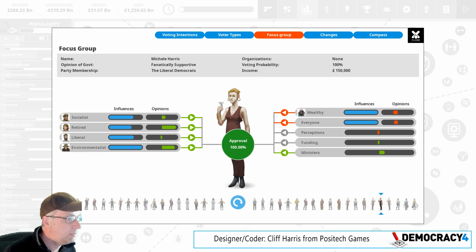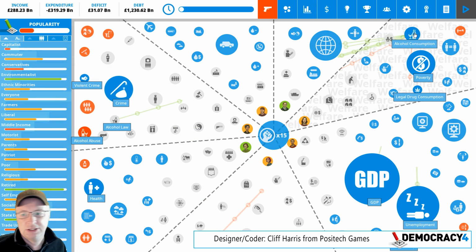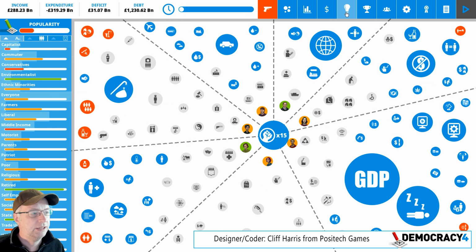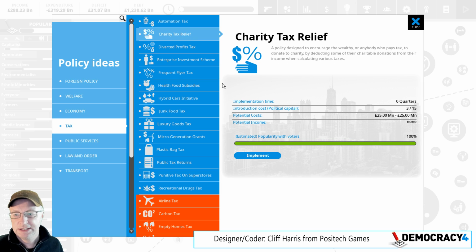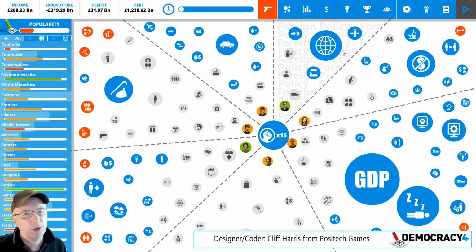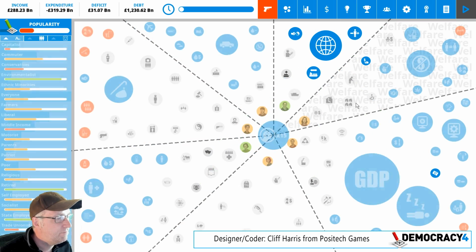Anyway, so blah blah blah, political compass, play guide, activism, donors. Yeah, there's a new policy, charitable tax deductions, not donations. And where would that be? It would be under here, wouldn't it? Charity tax relief. So you can implement this and it will boost charity. It's basically saying, if you give money to charity, you get a reduction on your tax or whatever. That's quite common around the world.